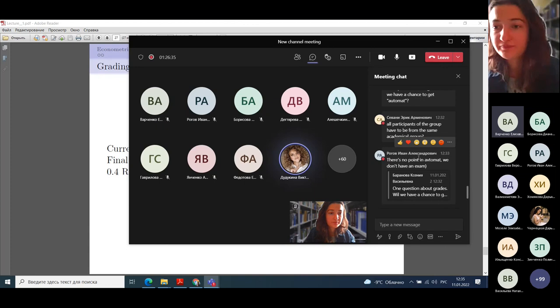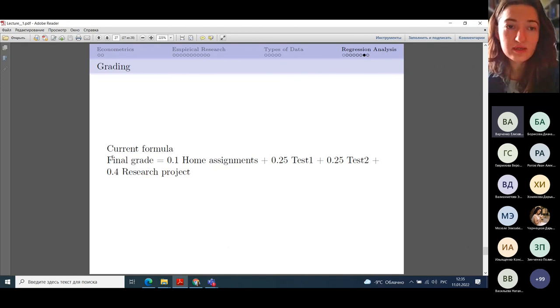So, the question from Ivan. There is no point in Automat, we don't have an exam. But you can see here the current formula of grading.